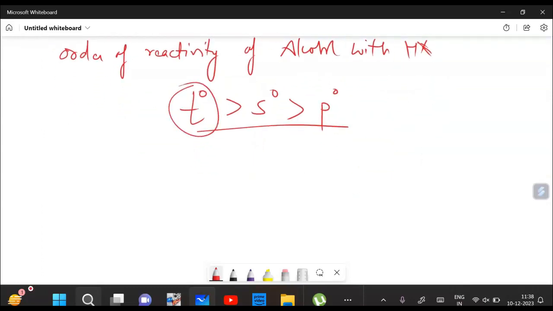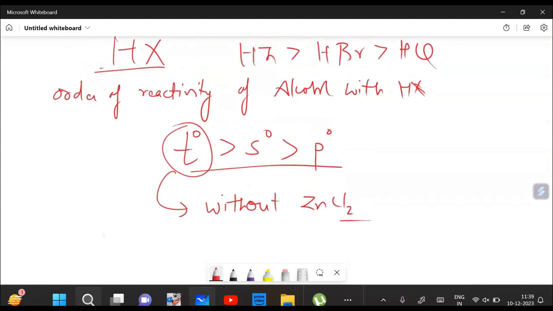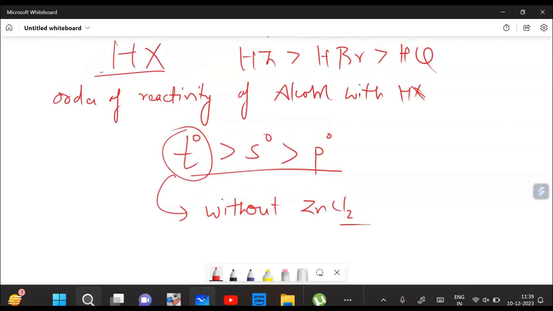In case of tertiary, the reaction takes place even without ZnCl2. Without ZnCl2 also the reaction takes place. So you must remember that also. Okay.